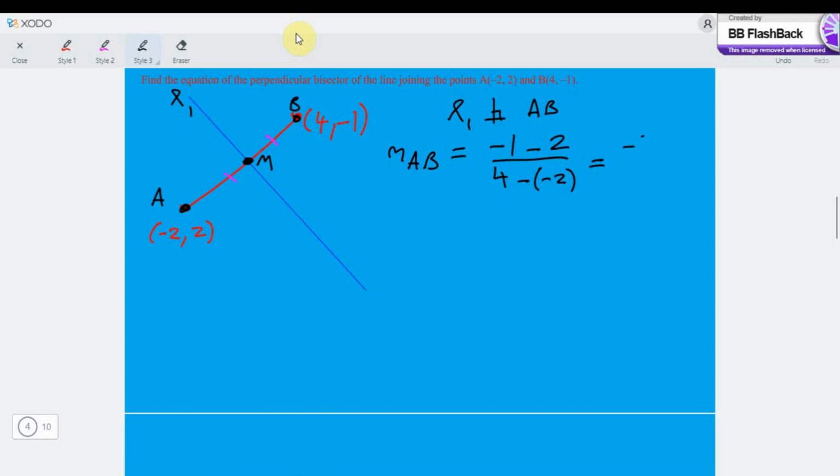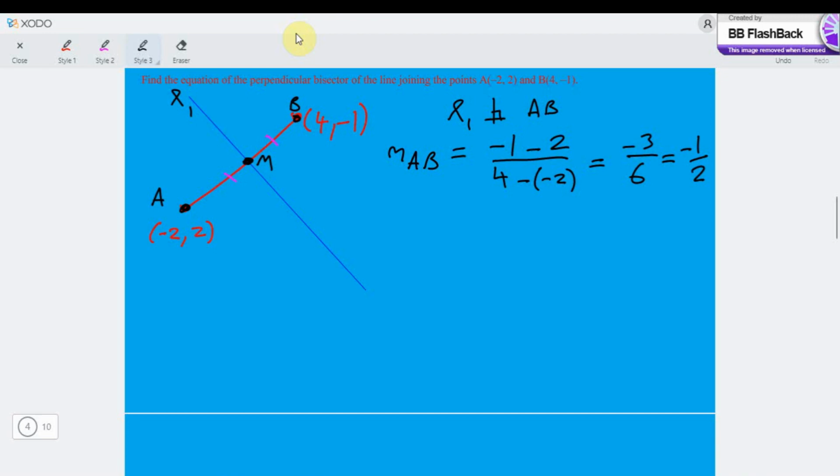We do that and we get -3 over -1 minus 2. -1 minus 2 is -3 over 4 minus -2 is +6. The gradient is -1/2. Now, what do we know then?